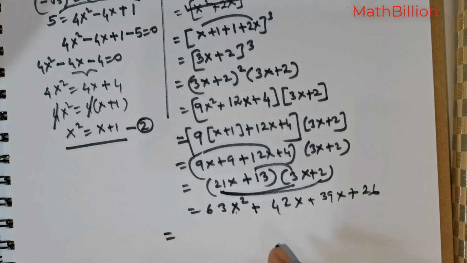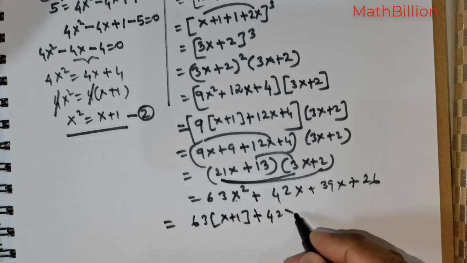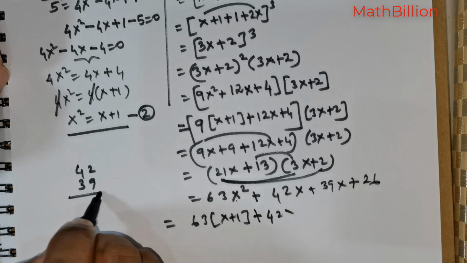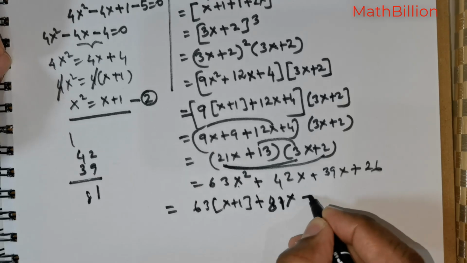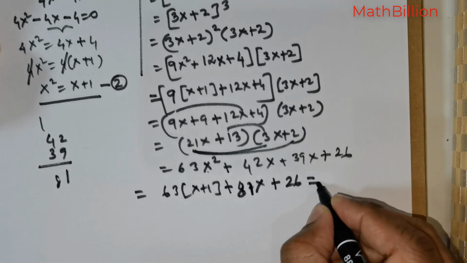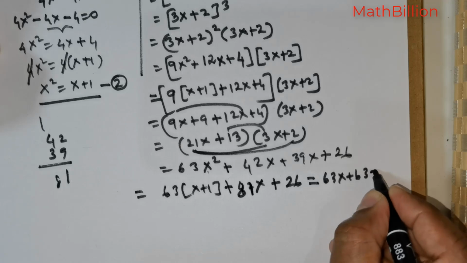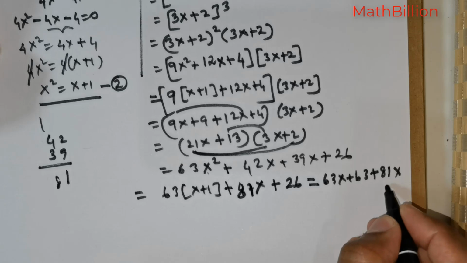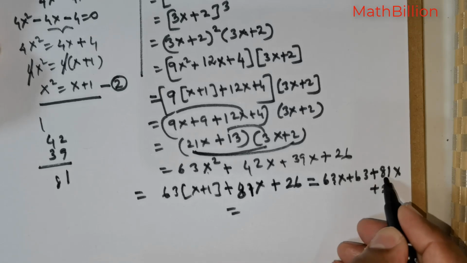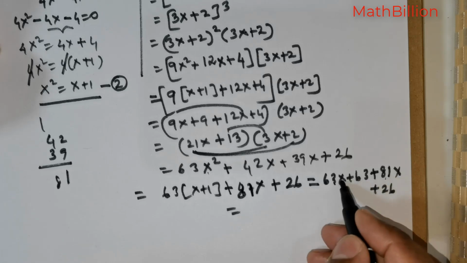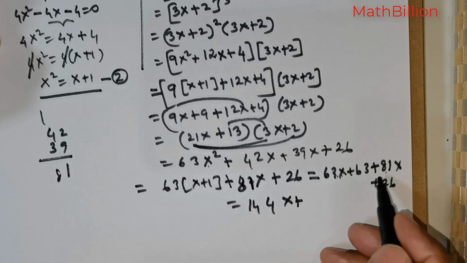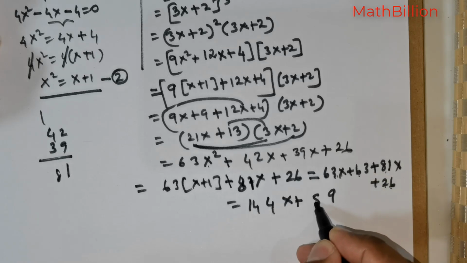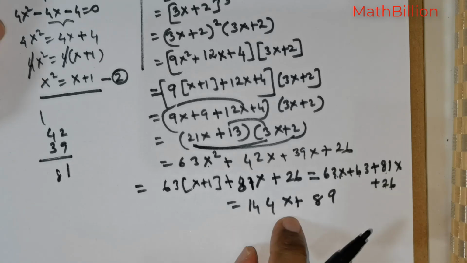Again I'm going to rewrite x² as x + 1, so 63(x + 1) + 42x. Now 42 and 39 can be added, giving 81x, plus 26. So this is 63x + 63 + 81x + 26, which is equal to 144x, and 63 plus 26 gives me 89. So I have got 144x + 89.